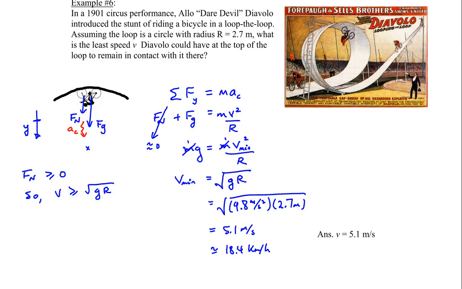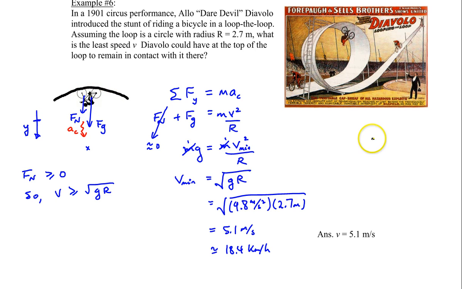This same type of example can be applied to other examples that are very similar. For example, it could be a roller coaster and you're looking for the situation where people start to fall out of their seats. So you would look for that minimum velocity so that people don't fall out of their seats in a roller coaster situation.